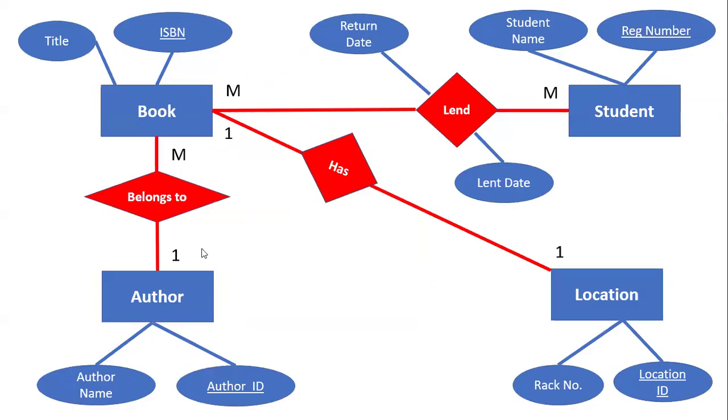Right, children. So now this is the return date and the lend date. Those two are related to this relationship. We learned about these attributes which belong to relationships. So here, return date and the lending date.